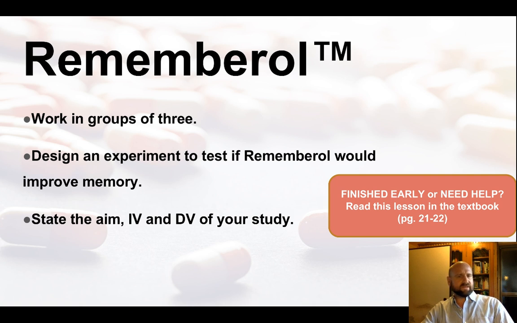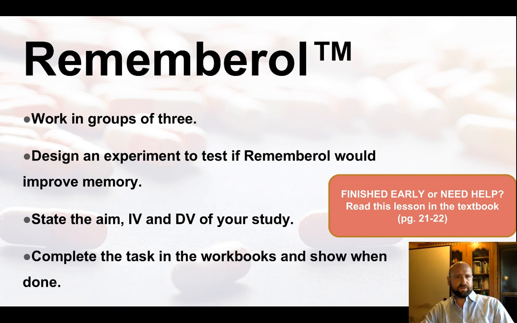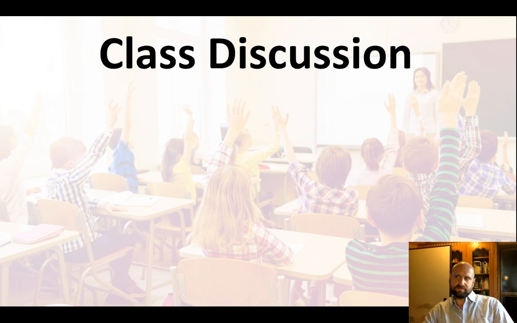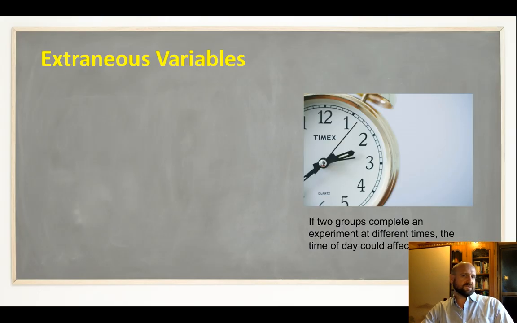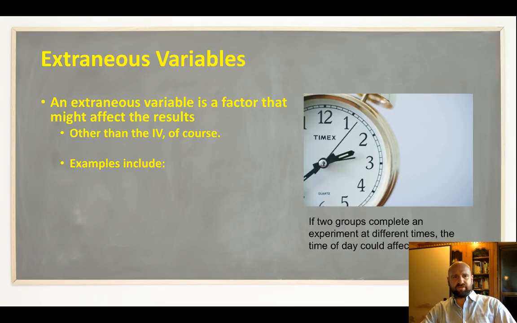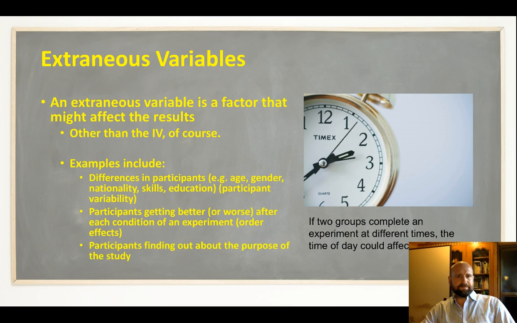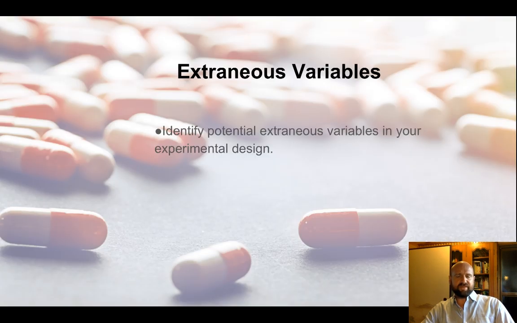If they finish early, they can go in and read the lesson in the textbook, and there's space in their workbooks for them to write this. All right, and then just discuss as a class what did they do, how would they solve it. Then we get a bit of chalk and talk introducing the idea of extraneous variables, what these are. And then they try and identify any potential extraneous variables in their experimental design.